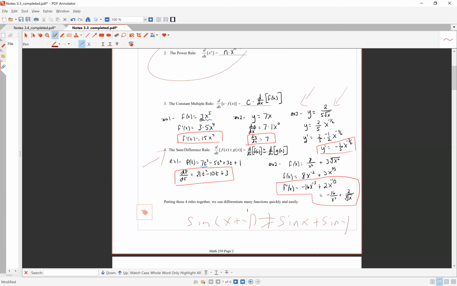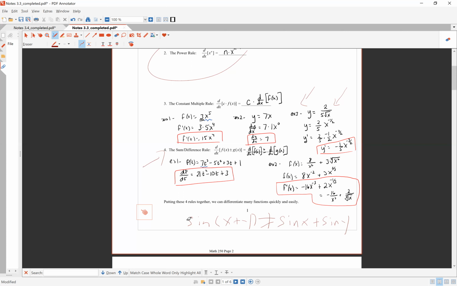So the sine of x plus y is not equal to the sine of x plus the sine of y. This kind of linear operator is not something that really happens a lot in math, but the derivative function is linear. The derivative of f of x plus g of x is the derivative of f plus the derivative of g, which kind of makes life easy.